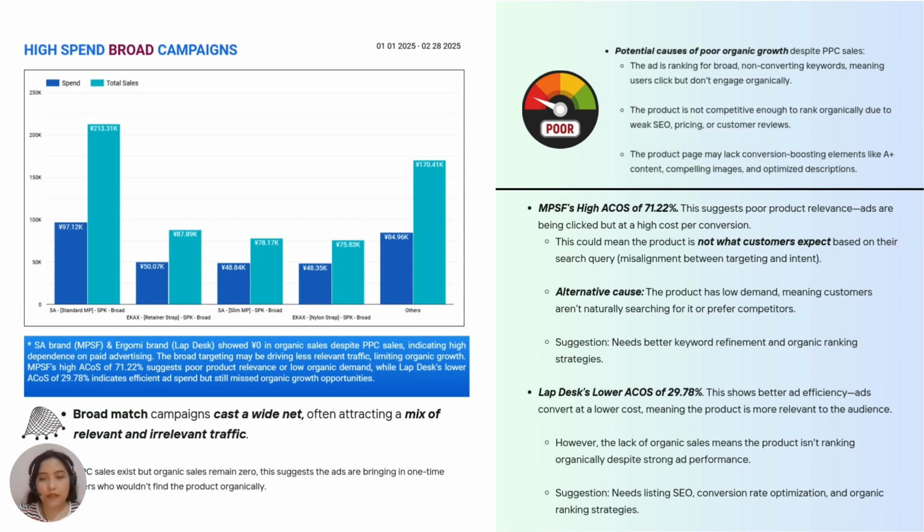Now, let's talk about specific campaigns. There's MPSF, high ACoS of 71.22%, which indicates poor product relevance, suggesting a misalignment between targeting and customer intent or low product demand. Now, to improve performance, keyword refinement and stronger organic ranking strategies are needed here. In contrast, there's LapDesk campaign, which has a lower ACoS of 29.78%, showing better ad efficiency, but its lack of organic sales suggests weak organic visibility. Optimizing listing SEO, improving conversion rates, and enhancing organic ranking strategies can help drive sustainable growth.